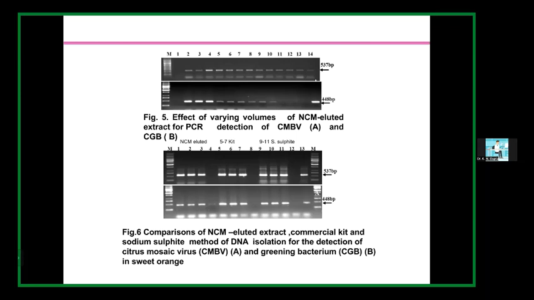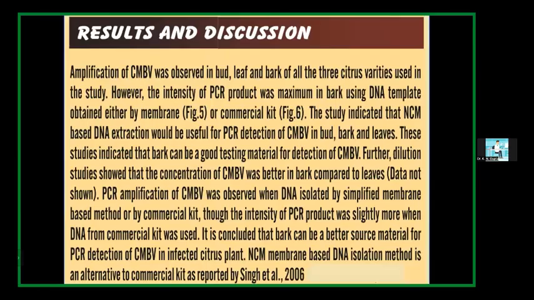The first picture is citrus mosaic badna virus. The next picture is citrus greening bacterium. So this is a good technology for large scale surveys and collection of samples where other facilities are not available. In the results and discussion, amplification of citrus mosaic virus was observed in bud, leaf, and bark of all the 3 citrus varieties used in the study.